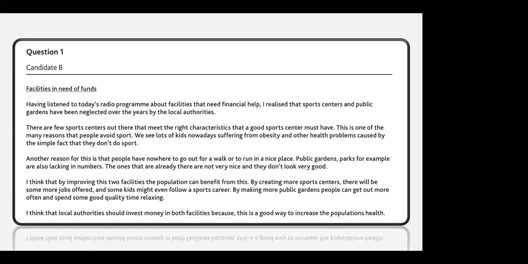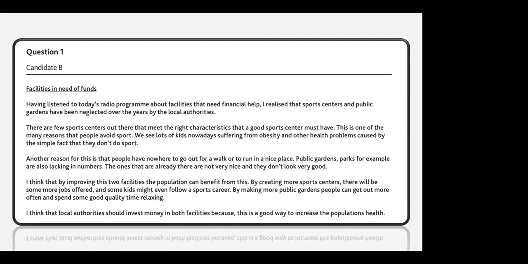We see lots of kids nowadays suffering from obesity and other health problems caused by the simple fact that they don't do sport. Another reason for this is that people have nowhere to go out for a walk or to run in a nice place. Public gardens, parks, for example, are also lacking in numbers. The ones that are already, they are not very nice and they don't look very good.